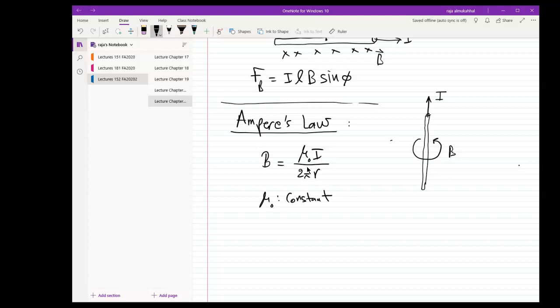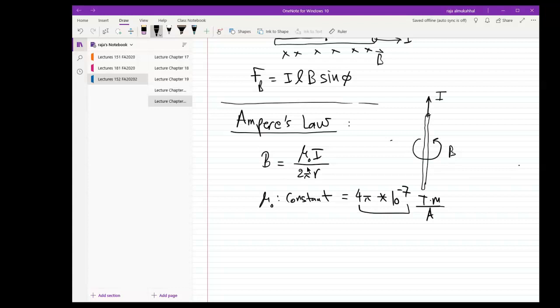And it is called the permeability of free space. It's not really terribly important that you have to know what it is. You can look it up if you want to. But it's basically a constant that is equal to 4 pi times 10 to the negative 7 Tesla meter per ampere, per amp, okay? Tesla meter per amp. What's important is the constant itself.